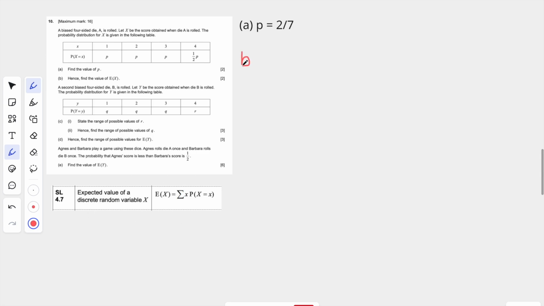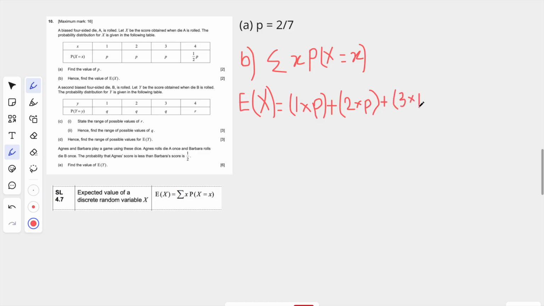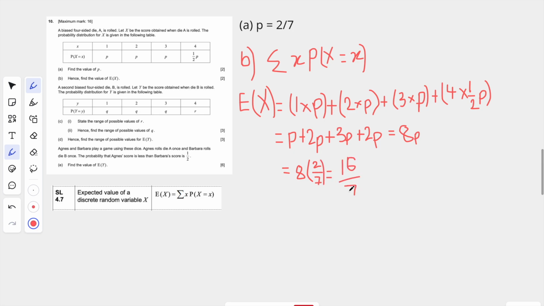Part B asks us to determine the expected value of the probability distribution table. From the formula booklet, we know that to find the expected value of a discrete random variable, we can multiply each of the possible values with their respective probabilities and sum them all up. So that is what we need to do. We have 1 times P, plus 2 times P, plus 3 times P, plus 4 times 1 over 2P. Adding these up results in an expected value of 8P, which when we substitute our answer from part A, we get the expected value of 16 over 7.